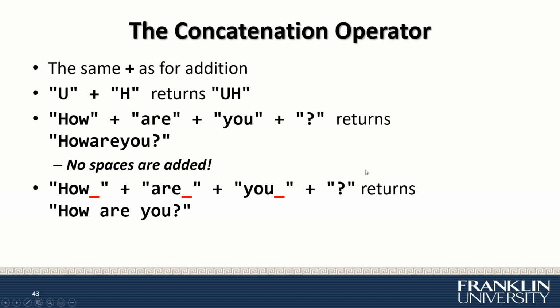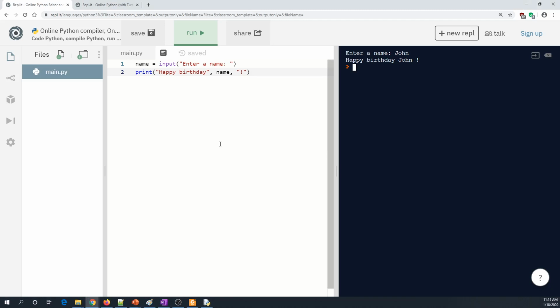Now, if you recall earlier in the previous lecture, we talked about Michael's birthday, or somebody's birthday, and you notice I have an exclamation point and a space in between. We can get rid of the space by, instead of using a comma, using plus to concatenate. And when you do that, now you want to add the space here. So if I run this program from earlier, if I say John, you can see happy birthday John exclamation without the space afterward.